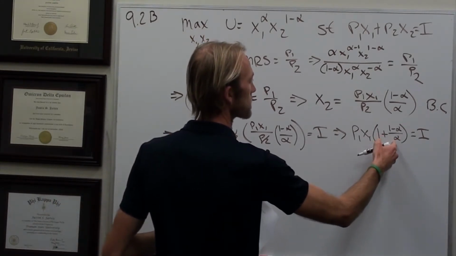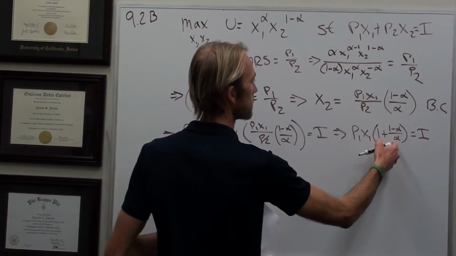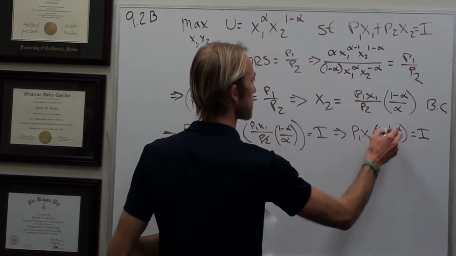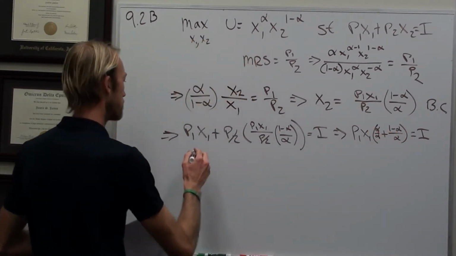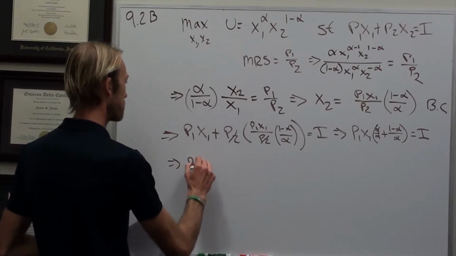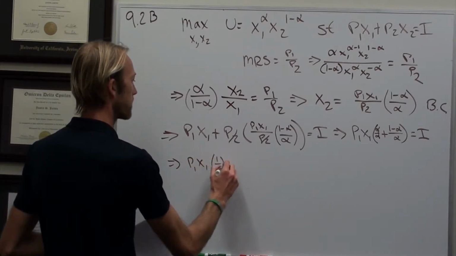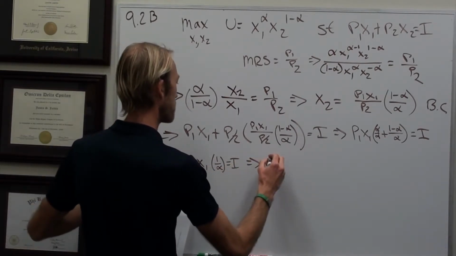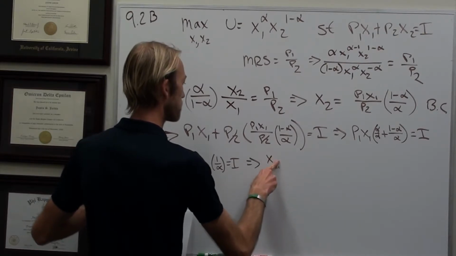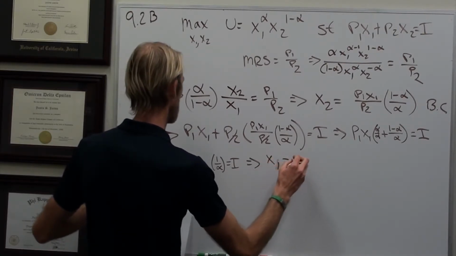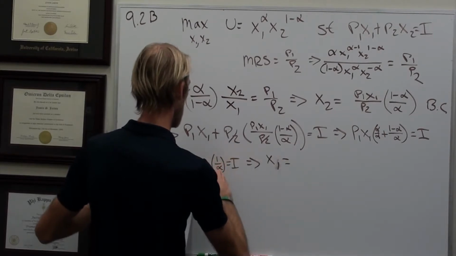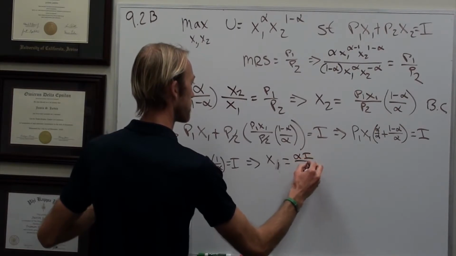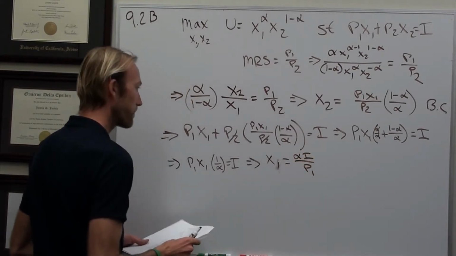Let's add this together. This is going to be alpha over alpha. So I have alpha plus 1 minus alpha, so it's just 1 over alpha. So I have p1 x1 times 1 over alpha is equal to income. Let's solve this out for x1, whoops, not x2. x1 is equal to, divide both sides by p1, alpha income over p1.